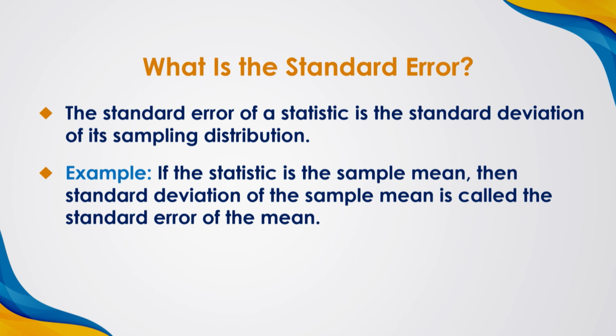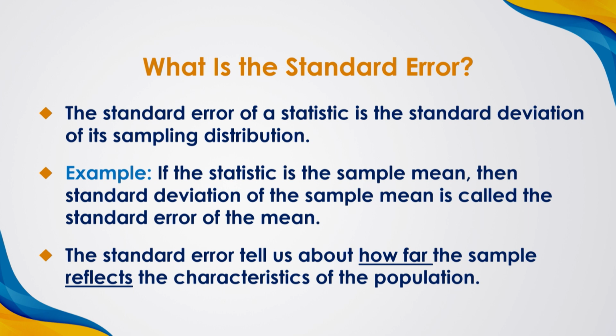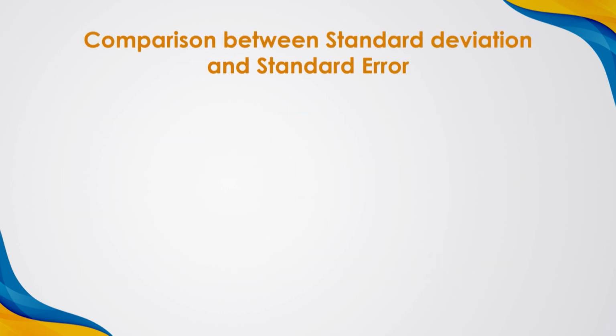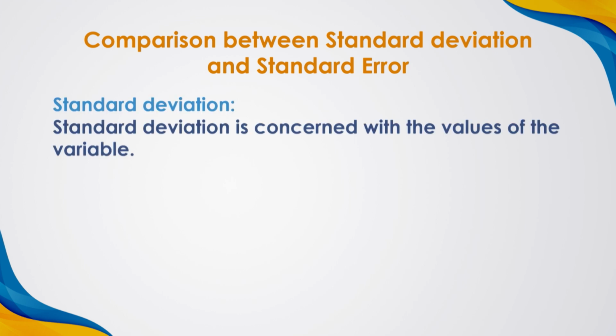Example, if the statistic is the sample mean, then the standard deviation of the sample mean is called the standard error of the mean. The standard error tells us about how far the sample reflects the characteristics of the population. Comparison between standard deviation and standard error.